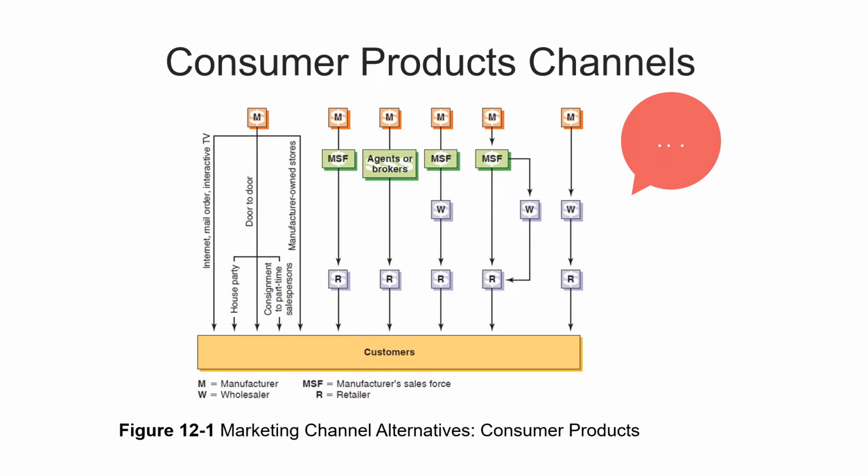Generally speaking, channels tend to be longer or require more intermediaries as the number of customers to be served increases and the price per unit decreases. Bulky products usually require channel arrangements that minimize the shipping distance and the number of times the product changes hands before it reaches the ultimate customer.